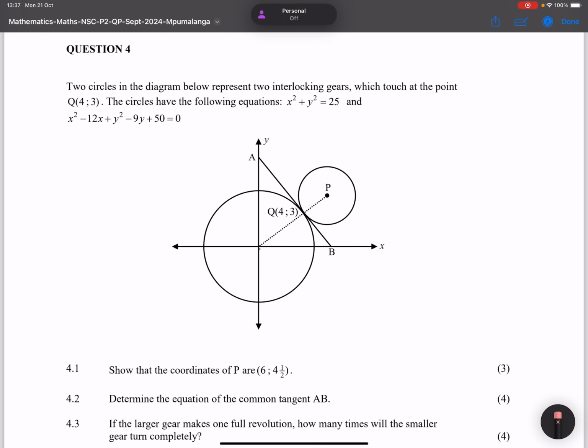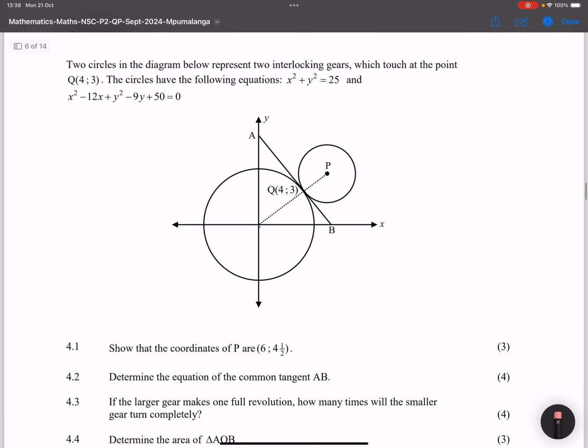Now, ladies and gents, let's go to question four. So they say two circles in the diagram below represent interlocking gears, which touch at the point Q, which is (4, 3), right? So it must be that point over there.